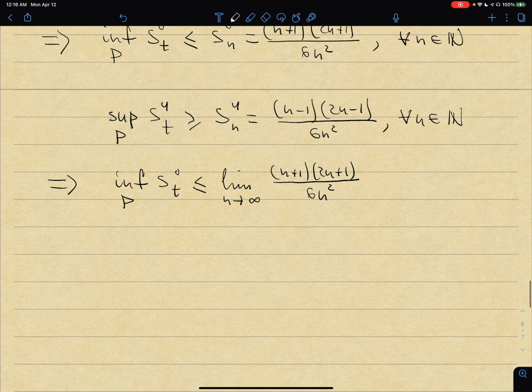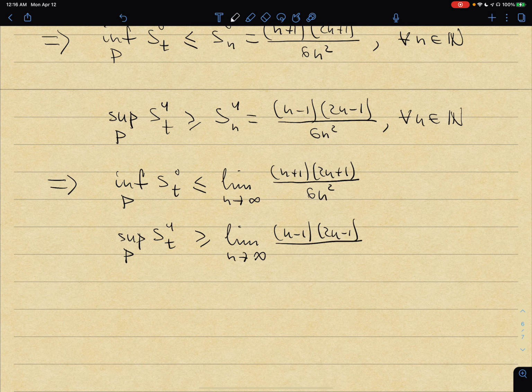And likewise, the supremum over all P's of S_L(P) should be greater or equal than this number for any n, so therefore the same inequality should survive in the limit as n goes to infinity of (n-1)(2n-1) divided by 6n squared. And what can I say about these limits?